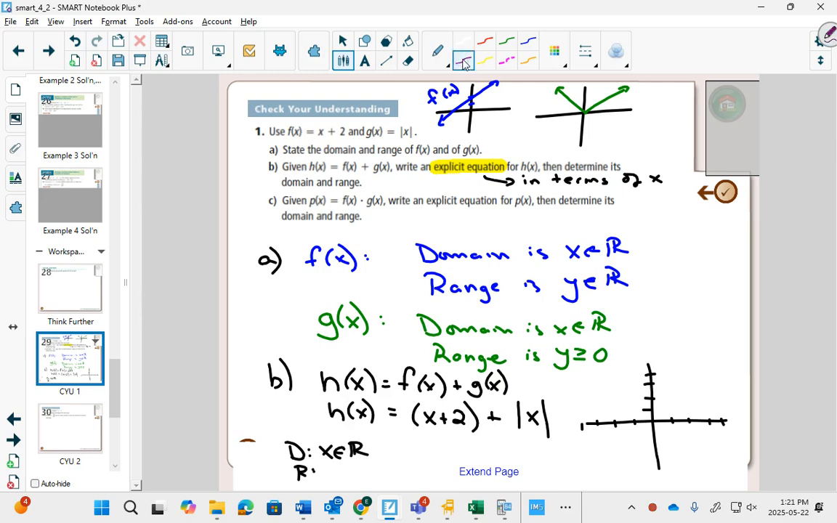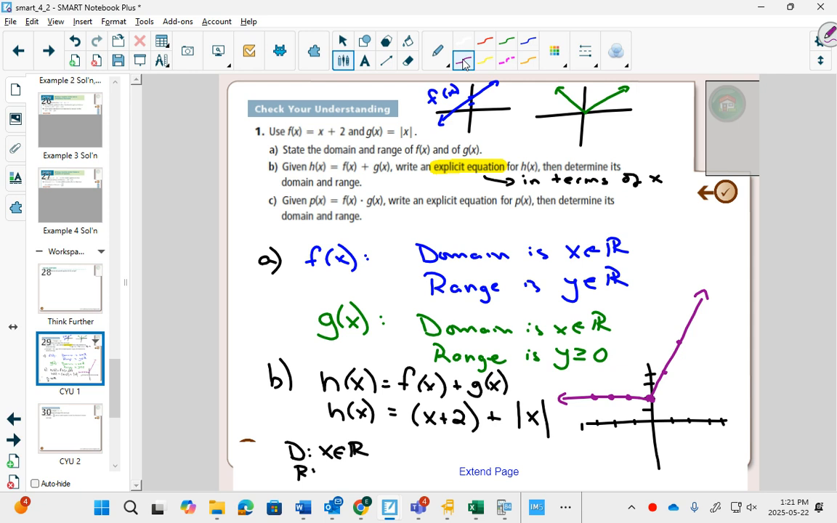First of all, I'm going to use the y-intercept of 2 plus 0 and get 2. If I plugged in 1, this will be 3 plus 1, that'll be 4. If I plug in 2, this will be 4 plus 2, that would be 6. Okay? If I plug in -1, this will be 1 plus 1, that'll be 2. If I plug in -2, this will be 0 plus 2, that'll be 2. -3 will be 2.